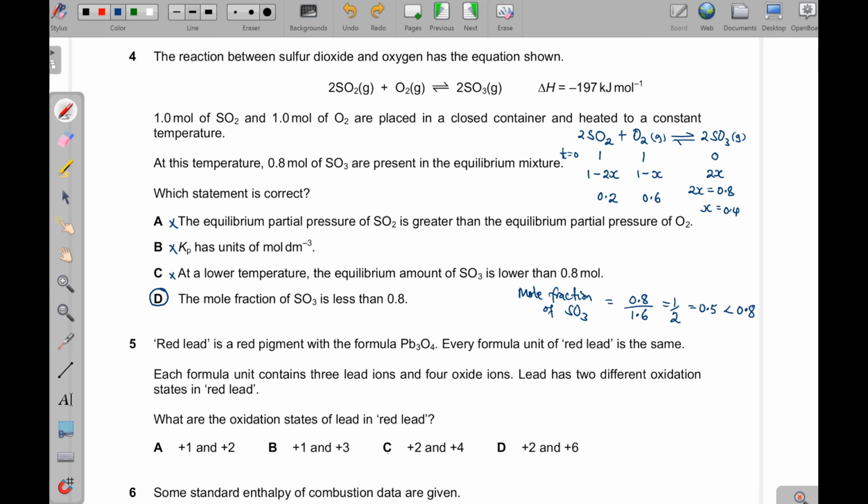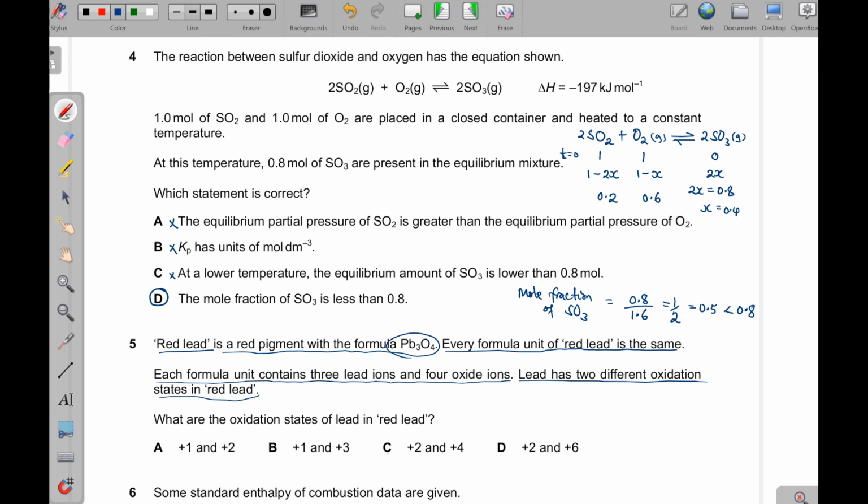Question 5. Red lead is a red pigment with the formula, this one here. Every formula unit in red lead is the same. Each formula unit contains 3 lead ions and 4 oxide ions. Lead has 2 different oxidation states in red lead. Now, the ones that we know that are so common in lead are the +2 and the +4, okay?